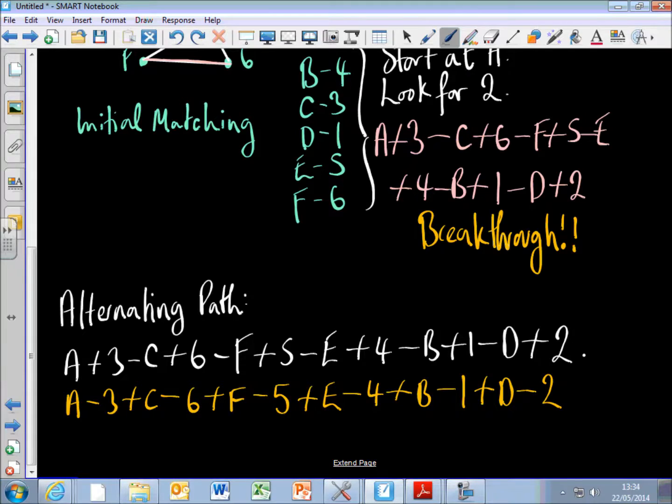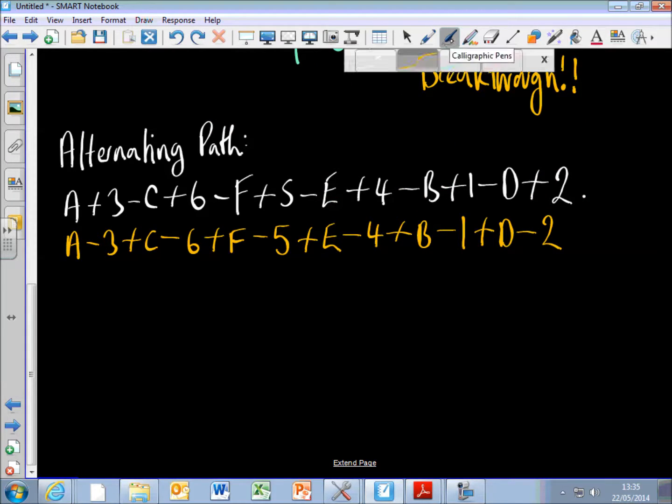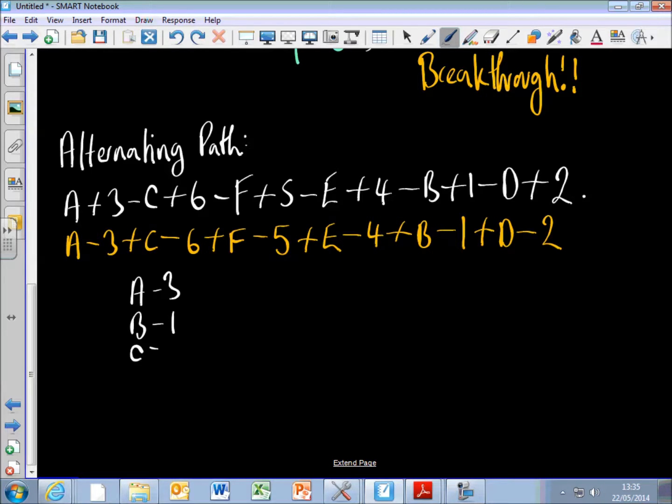Okay? So now, it says, by using an algorithm to find this initial matching, find a complete matching. Okay? So now, I've got that A is connected to 3, B is connected to 1, C is connected to 6, D is connected to 2, E is connected to 4, and F is connected to 5, and everything's connected. So this is the complete matching, because there's the same number of matchings, 1, 2, 3, 4, 5, 6, as there are nodes.